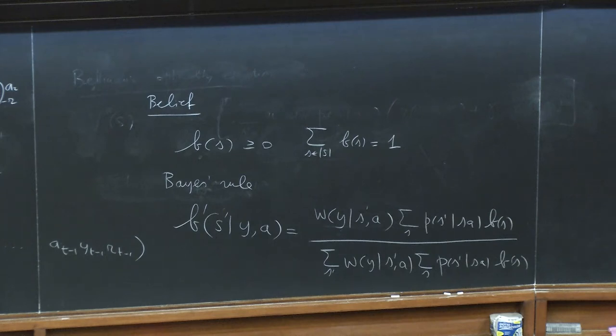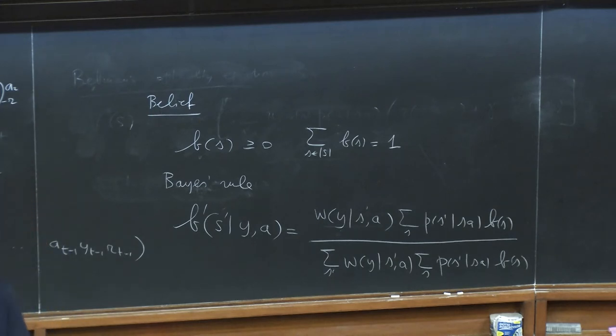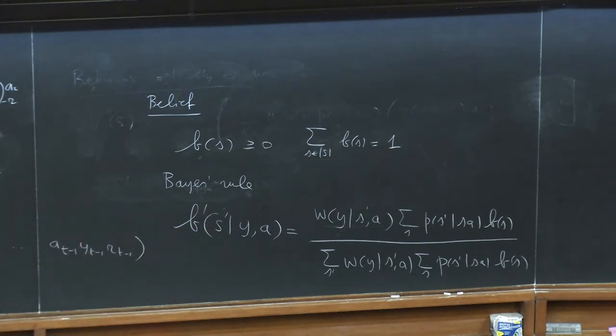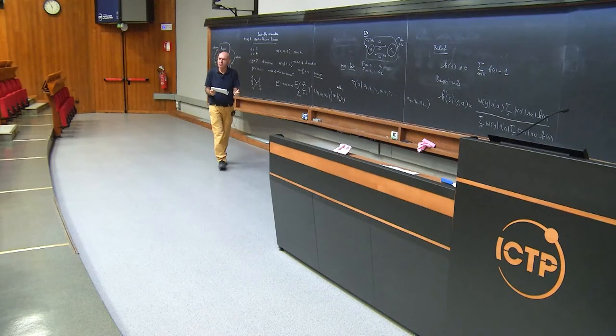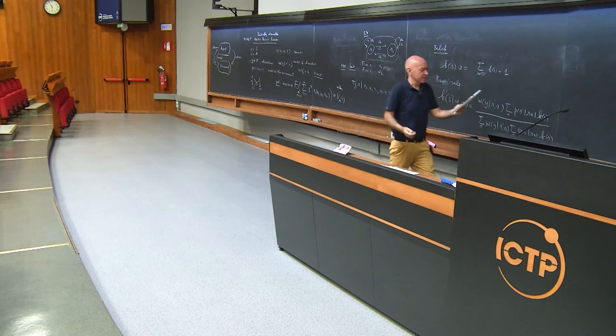So this description in terms of beliefs, which means that you have to carry over as you do your decision-making process this probability distribution, is actually equivalent to keeping track of all the history. So this thing is what is technically called a sufficient statistic for all the history. So why is that useful? Because at this point, the partially observable Markov decision process can be remapped into a Markov decision process, which now takes place in the space of beliefs. What does that mean?